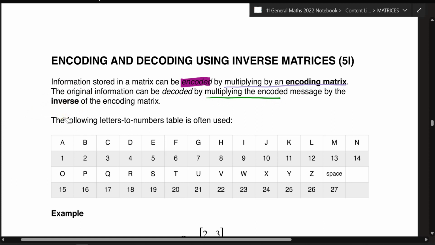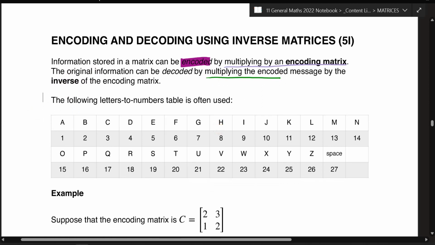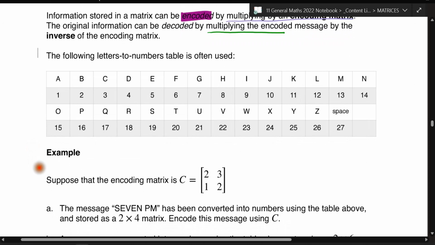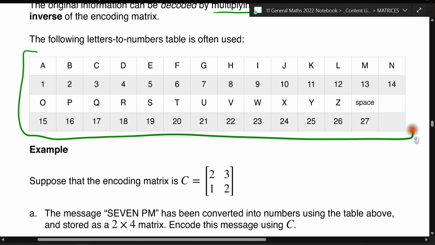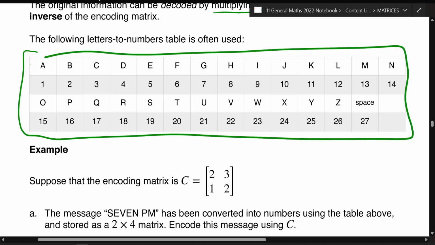Okay, so what we're doing here basically is encoding a message and decoding messages using matrices. And it's all basically the same principle you would have learned of multiplication, finding the inverse of a matrix, and that sort of thing, okay? So let's go through some examples and understand how this works. So the following letters to numbers table is often used. You'll find this, so make sure you familiarize yourself with this because you'll see this in your SACs and CFATs and most likely your exams.